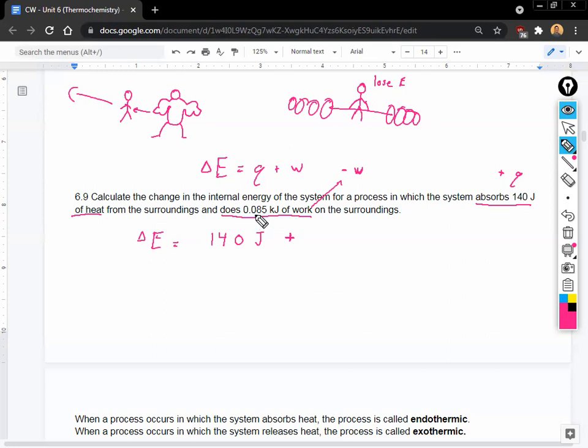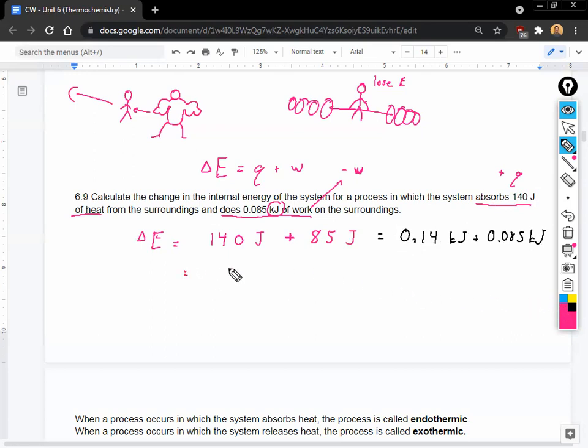Okay, but can we plug in 0.085? No, what did you guys see in here? Yeah, it's kilojoules. So we need to convert this into joules, or we need to turn this into kilojoules. You could have done this two ways. You could have moved the decimal 3 times to the left, and then you could have gotten 85 joules. Or you could have changed the 140 into 0.14 kilojoules plus 0.085 kilojoules. Regardless of how you do it, you're going to get the same value. It's just going to be different units of measurement.